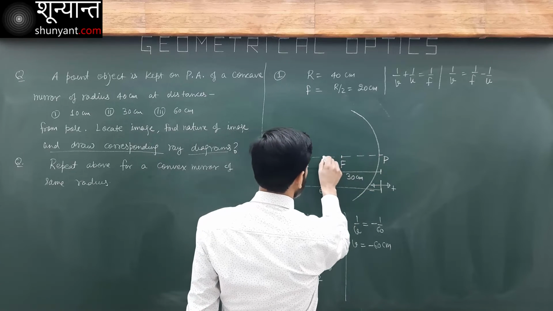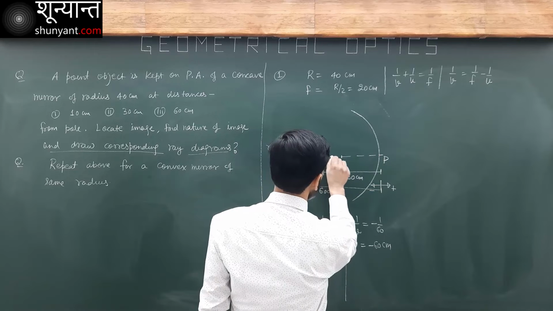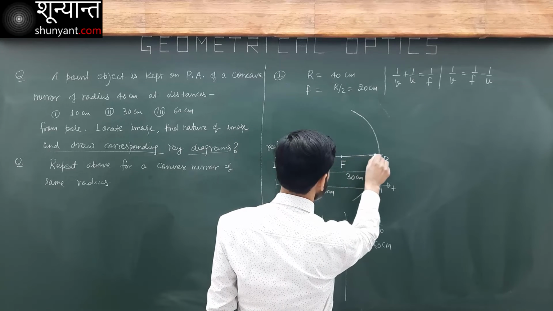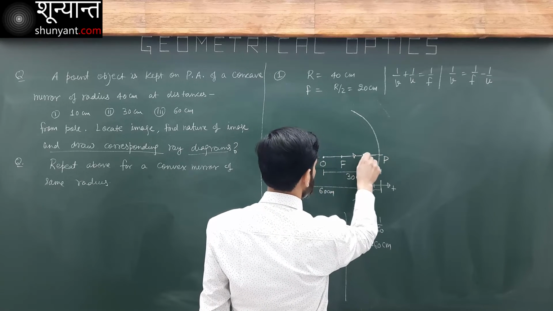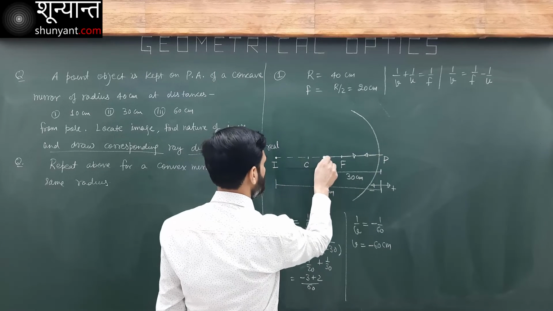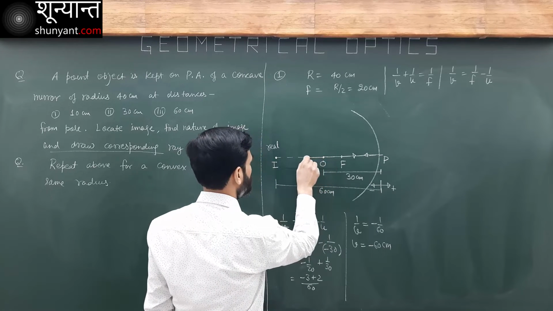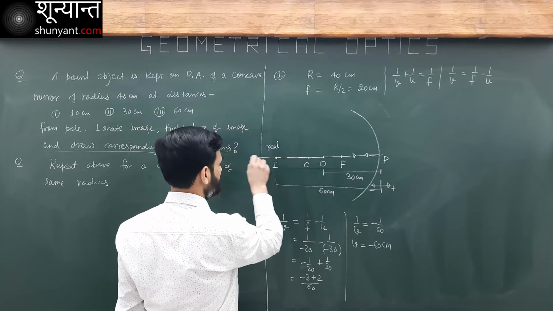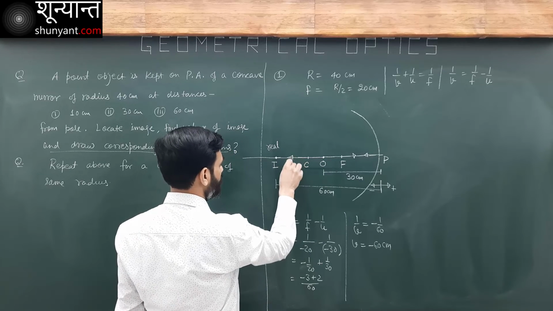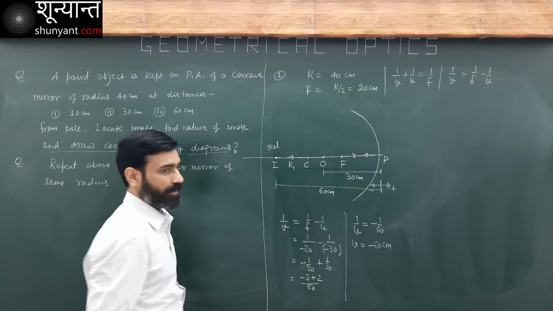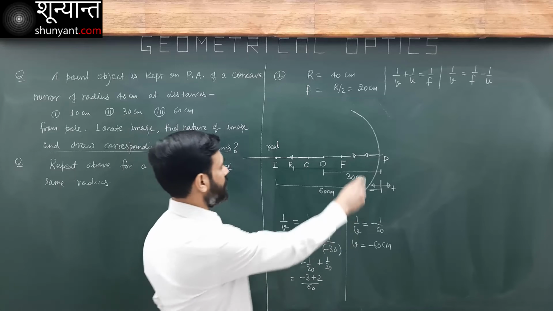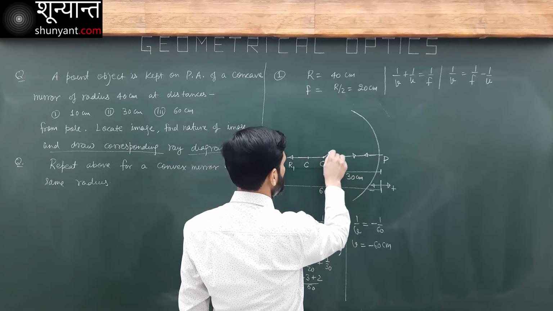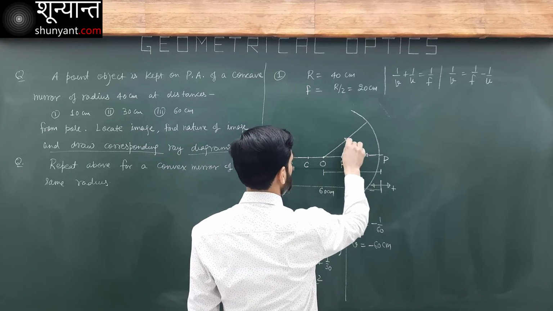Let's take one standard ray here, which goes towards the mirror along principal axis, hits the pole, and it retraces. This is my one reflected ray. It is coming back like this. I need minimum 2. Okay, let me take one general ray here. Let's say this is my general light ray.